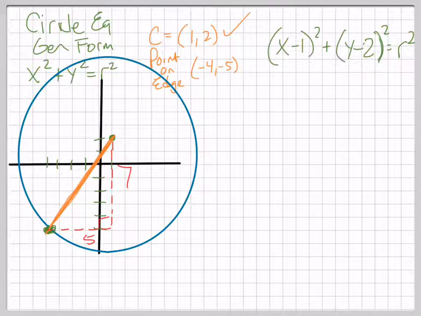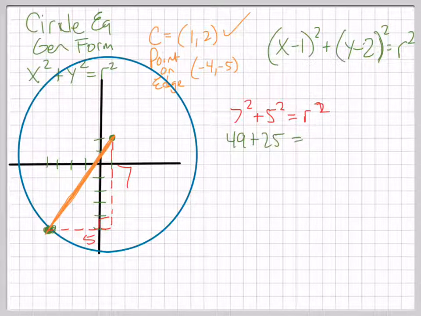Or you can think of it as just the difference of the x values and the difference of the y values, whichever one you want. But since I already made the triangle here, it's easier just to do the Pythagorean theorem, which is 7 squared plus 5 squared equals the radius squared. Usually we say c squared, but we're trying to find the radius. So that's 49 plus 25 equals the radius squared, which gives me 74.